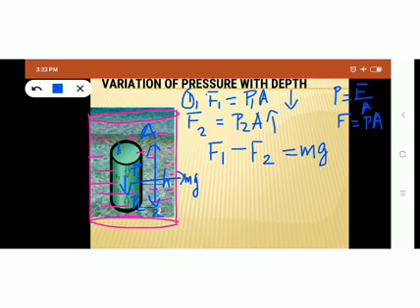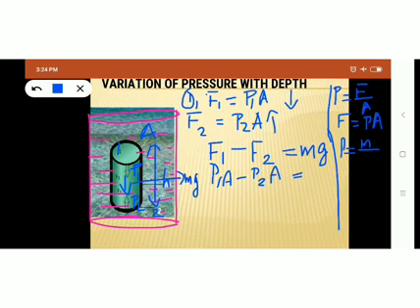Okay. And just substitute the expressions for F1 and F2. F1 is P1A, F2 is P2A, equal to mg. Instead of m, we can write, you know that density is equal to mass by volume. Isn't it? Density rho is equal to mass by volume. So, mass is equal to density into volume. So, we can substitute that expression here. So, mass will be density into volume into g. And again, volume will be equal to area into height. Isn't it? Area into height is equal to volume.